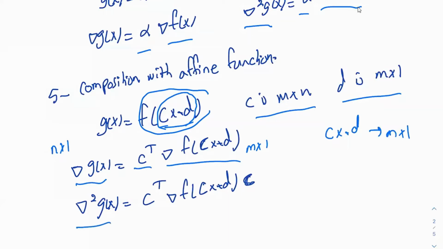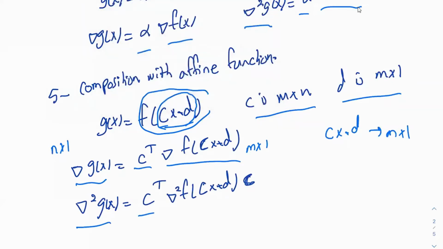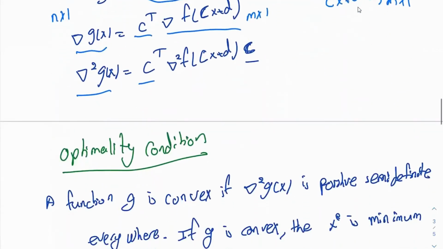And then if you take the Hessian of g of x, you get c transpose times the Hessian of f of cx plus d, times c. Okay, so that's actually a pretty interesting property of the Hessian and gradient when you compose the function with an affine function. This can be used sometimes to simplify your expression, right? To calculate the Hessian and gradient.